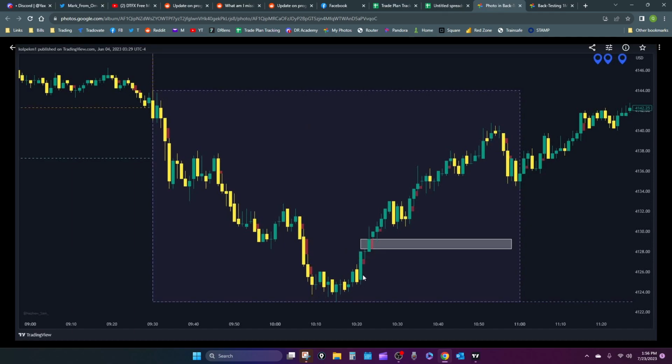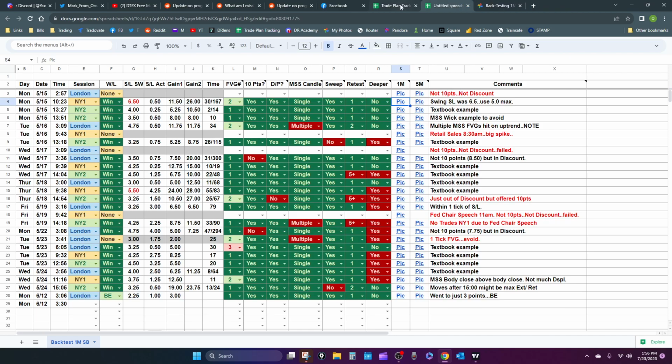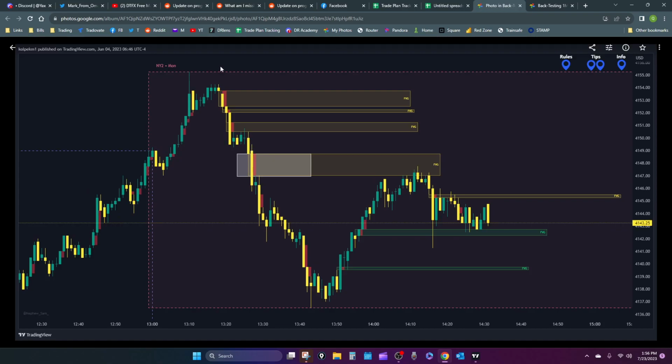I'm like, well, there it is. There's the sweep. There's my market structure shift. Here's my first fair value gap. Here's my second fair value gap. I'm in, huge win. Over and over again. I want to just do the same simple, boring setup that makes a boatload of money. I mean, why go chasing a bunch of other stuff and doing different things? This is the setup that works for me, right?